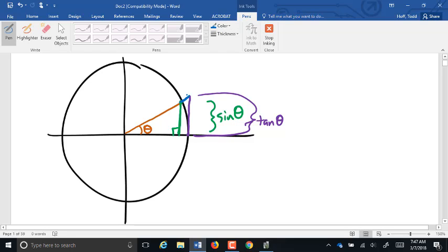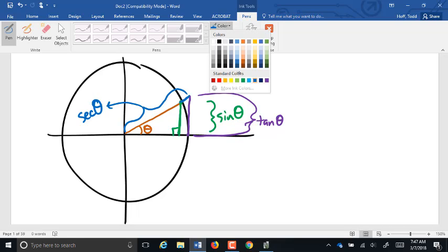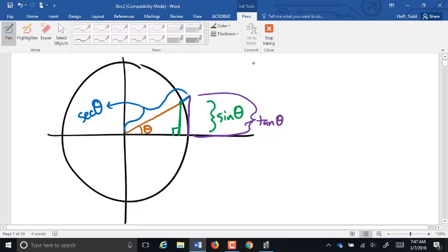The length that we have to extend that terminal side out to intersect the tangent is the secant of that angle. And remember, those are the three main trig functions: sine, tangent, and secant. Even though we use cosine on the calculator rather than secant.